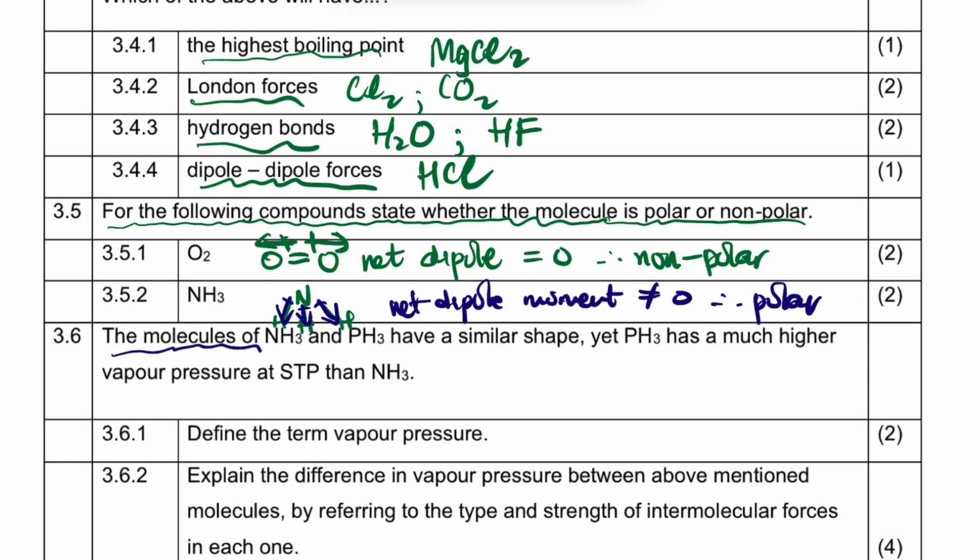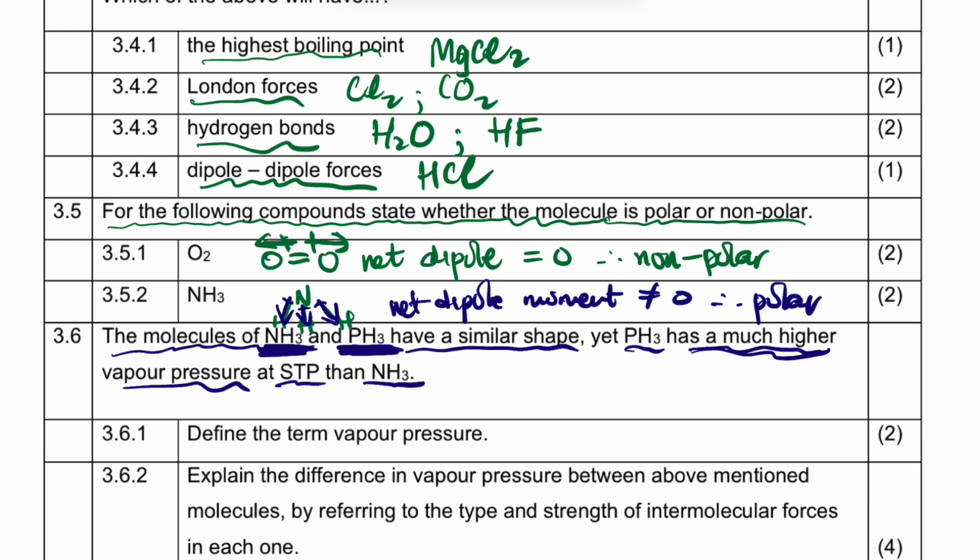Now it says the molecules NH3 and PH3 have a similar shape. So their shape, it's a trigonal planar. Yet PH3 has a much higher vapor pressure at STP than the NH3. So if it has a much higher vapor pressure, that means this one has a weaker intermolecular force than this one, because the intermolecular force here is the hydrogen bonding. This one, it's the London. So how are we going to explain this?